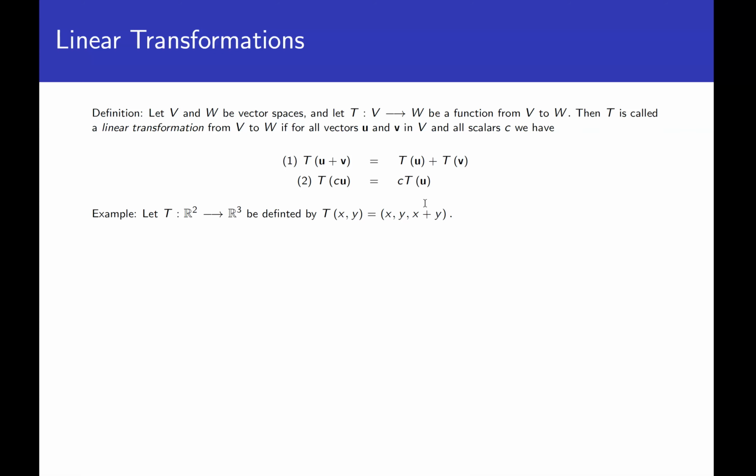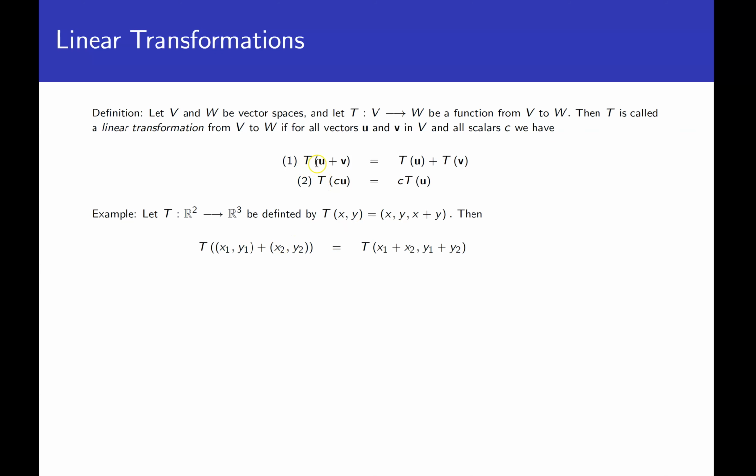All right, so let's do an example so you actually get a feel for what's going on here. I'm going to define my function going from R2 to R3. All we're going to do is take the vector (x, y) and map it to the vector (x, y, x + y). So your third component here in R3 is just going to be the sum of the components in R2. Let's go through the definition and verify that we really do have a linear transformation.